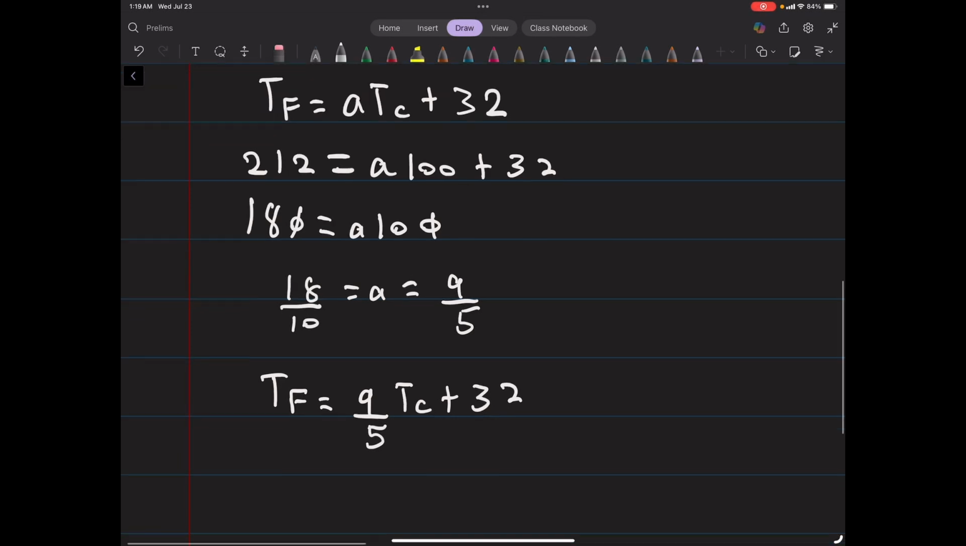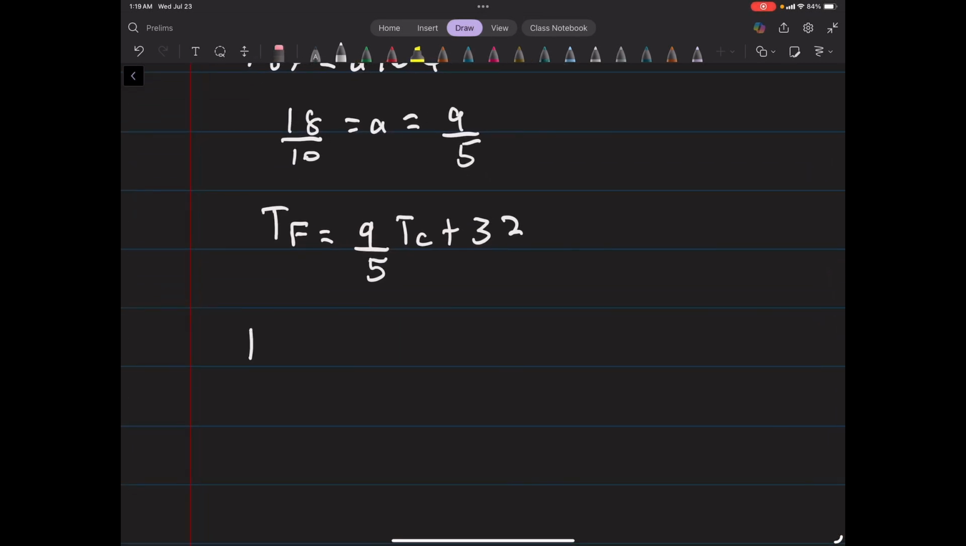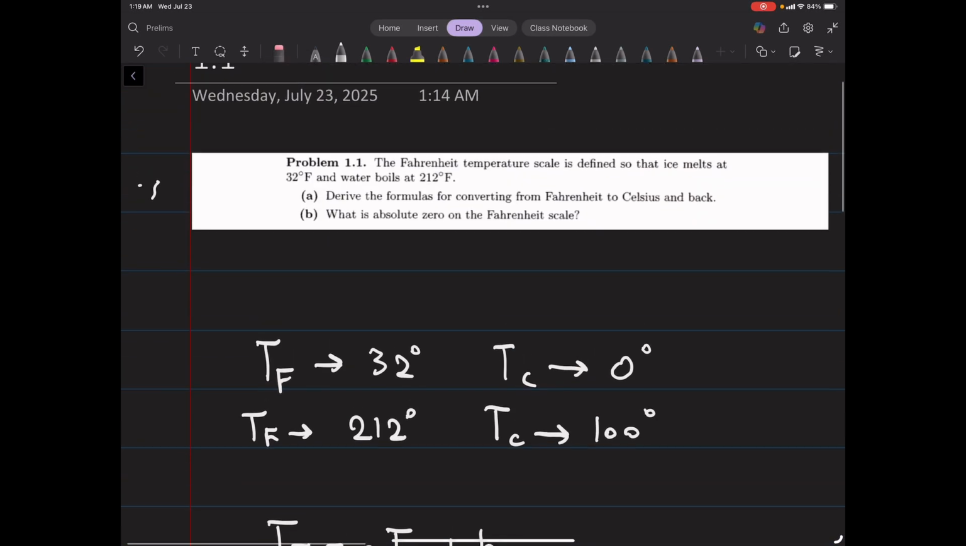And if you wanted to go the other way, you just have to solve for T_C. So we'll subtract 32 from both sides and then multiply by 5 over 9, and that tells you the temperature in Celsius. So that was all part A.